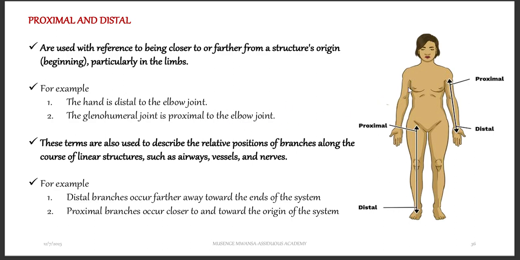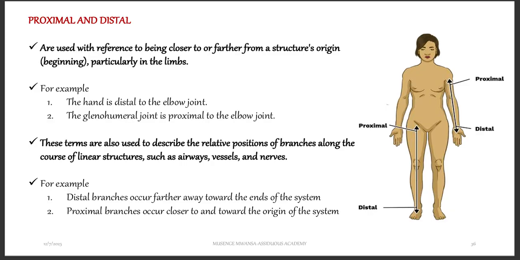Or we can say we have got this joint here, the shoulder joint. The shoulder joint is also known as glenohumeral. You understand why it's named like that as we discuss gross anatomy. Okay. So glenohumeral joint is proximal to the elbow. The elbow is here, the shoulder is there. So the shoulder joint is proximal to the elbow joint. Okay, so that is how we use proximal and distal.